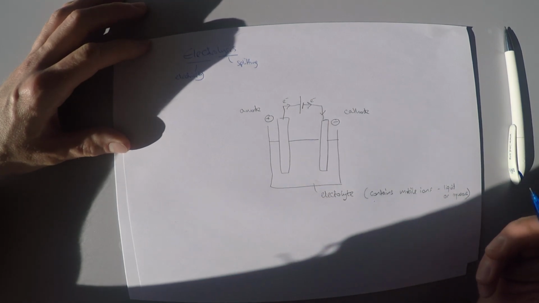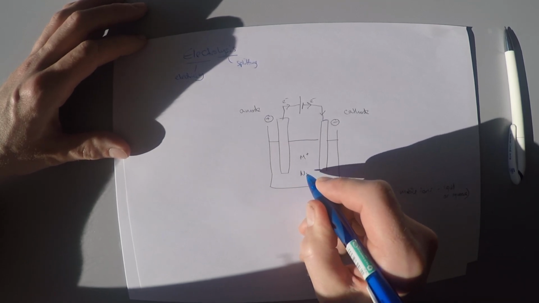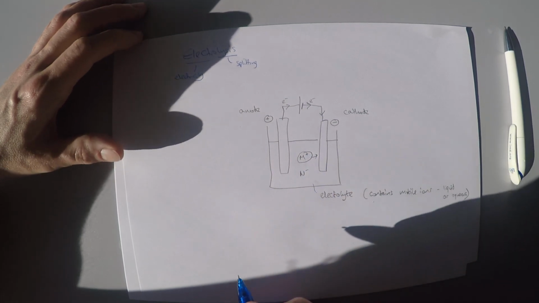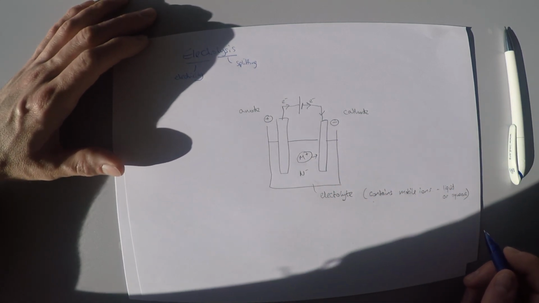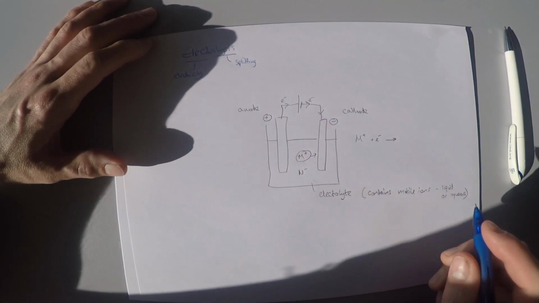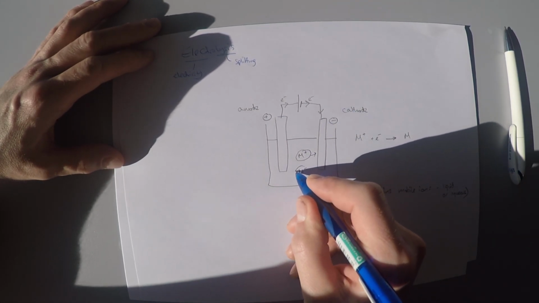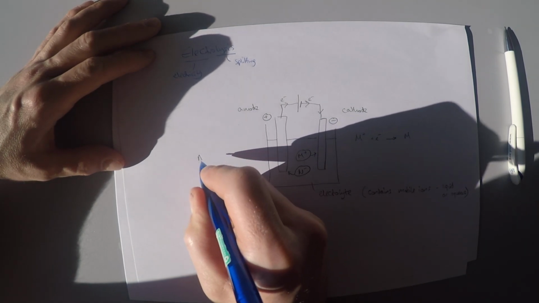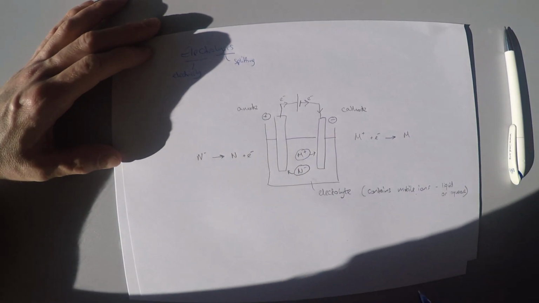In the solution, we have ions. So normally we would have positive metal ions and negative non-metal ions. The positive metal ions are attracted to the cathode, and when they get there, they accept electrons from the electrode, and in the process of doing so, they get reduced. At the anode, normally the non-metal ions are attracted towards the anode, and when they get there, they deposit their electrons, and in the process they are oxidized.